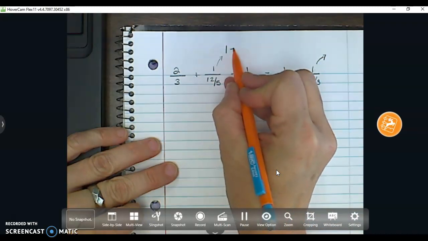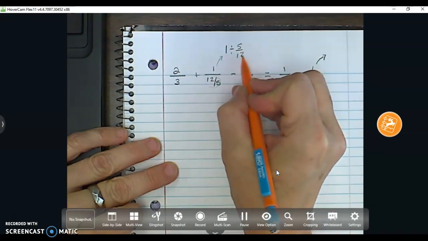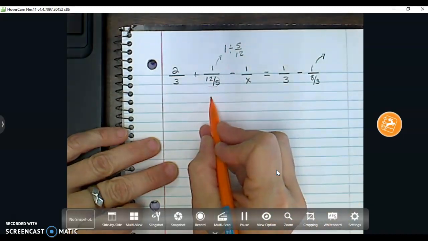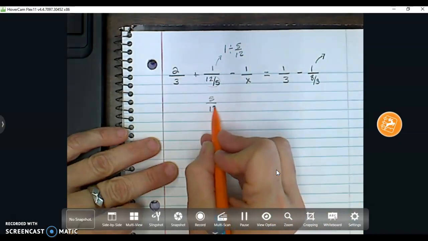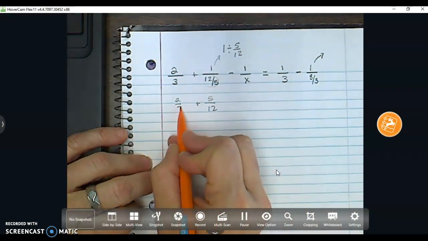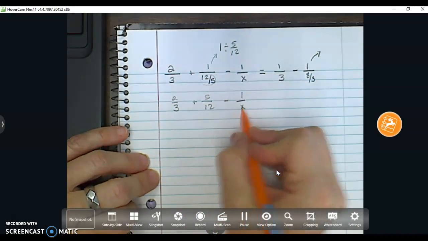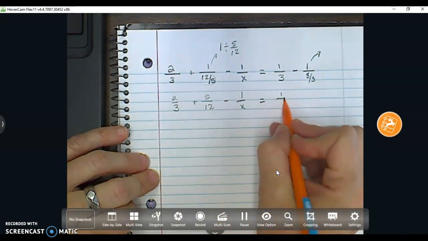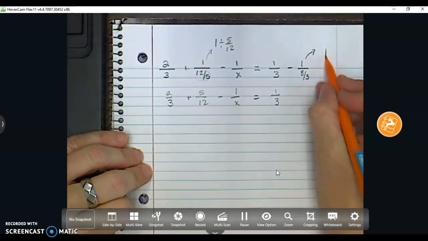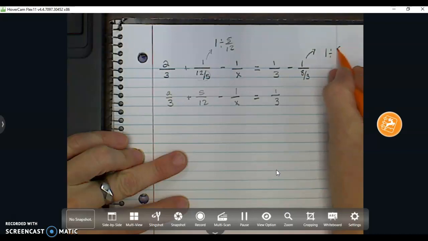So that's 1 divided by the reciprocal, or 5/12. So that becomes 5/12 in this second spot. The 2/3 stays. The 1 over x is good. The 1 over 3 is good. And this guy will be 1 divided by 8/3. So it becomes 1 times 3/8.